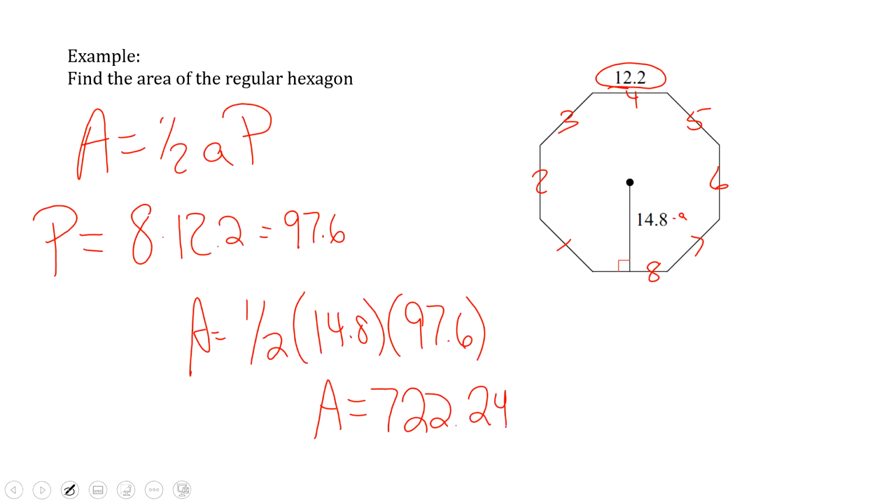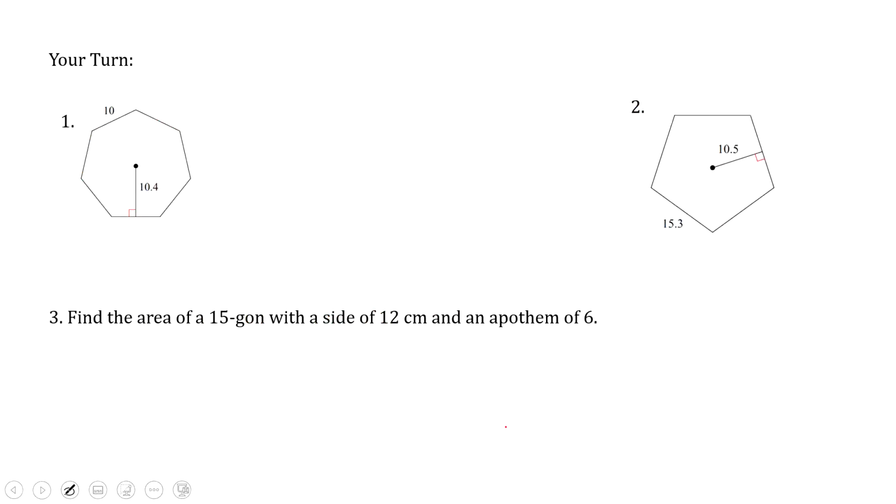Just count the number of sides on your shape if you're given a diagram. If you're not, just pick what they tell you in the wording. They'll tell you everything you need. Got an apothem, plug everything into my formula, and kick out my answer. All right, so it's your turn. 3 simple problems. Make sure you count the number of sides.